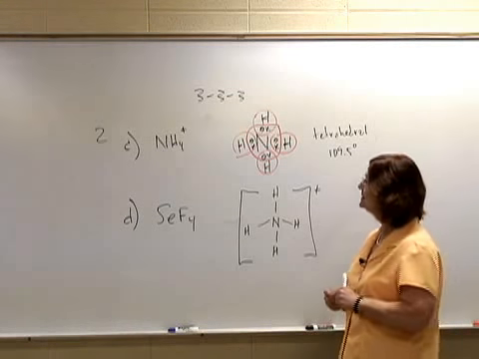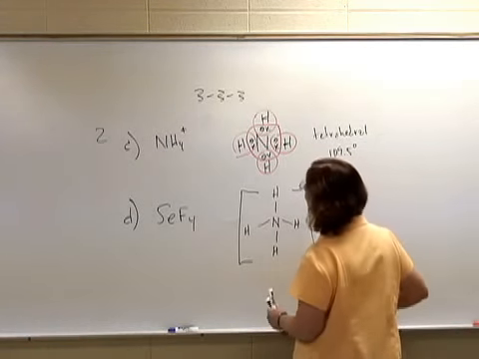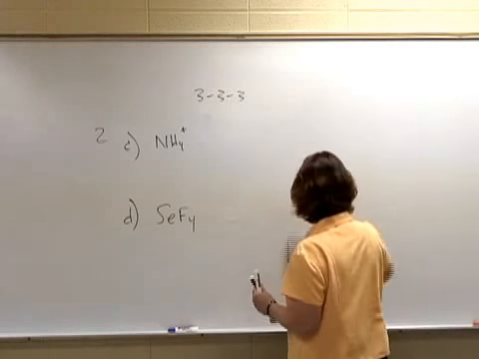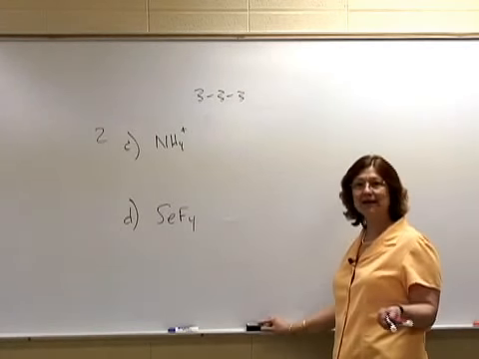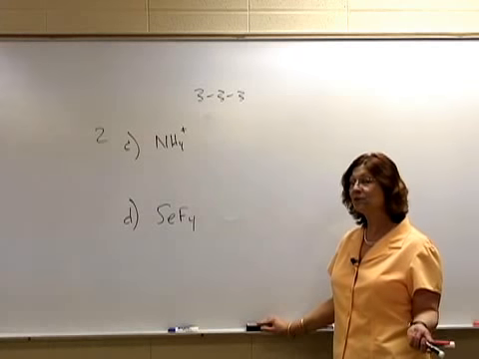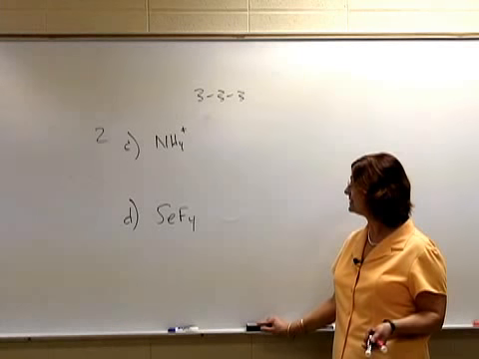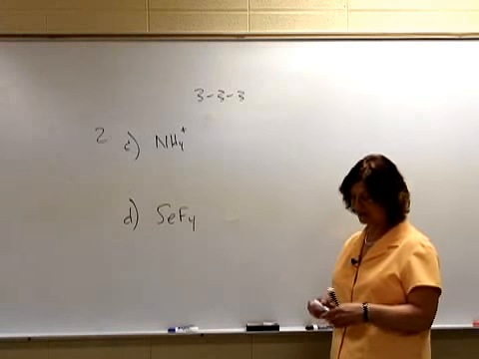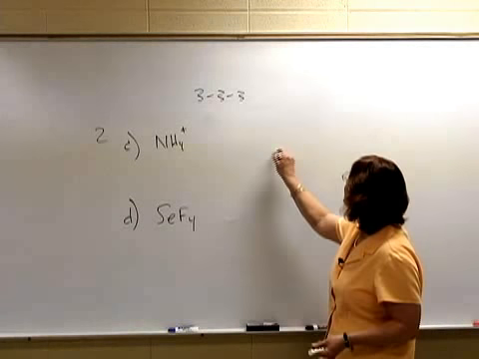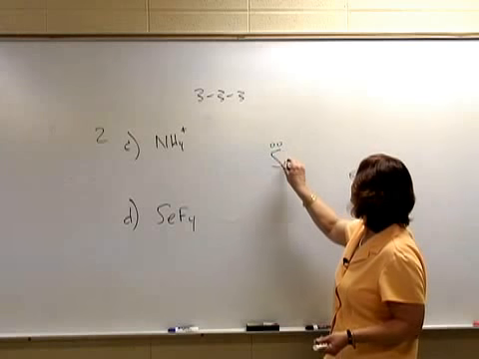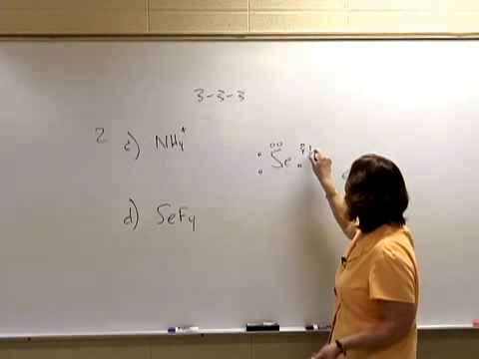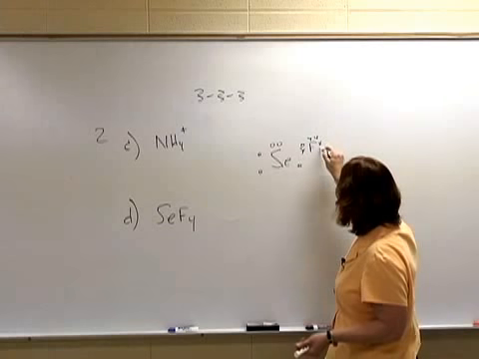And finally, D, we have SeF4. And you can kind of think about this, and we know that selenium has 6, of which 4 of those 6 are going to be used for the fluorines. Therefore, I'm going to have 1 lone pair and 4 bond pairs. I will draw it for you. Selenium, and I'm going to put each one on the side, and then I have my fluorines.